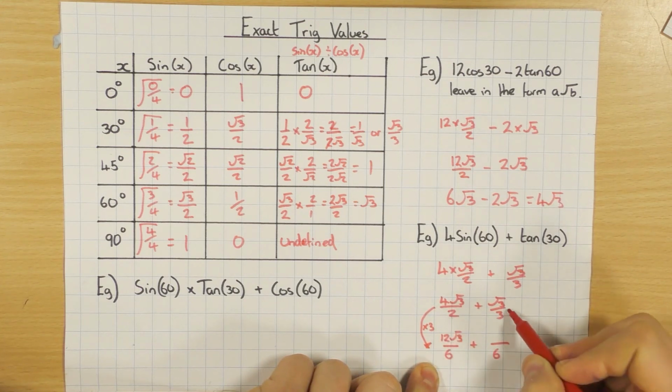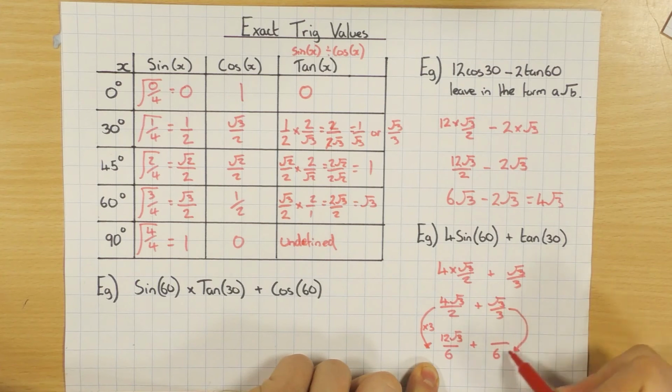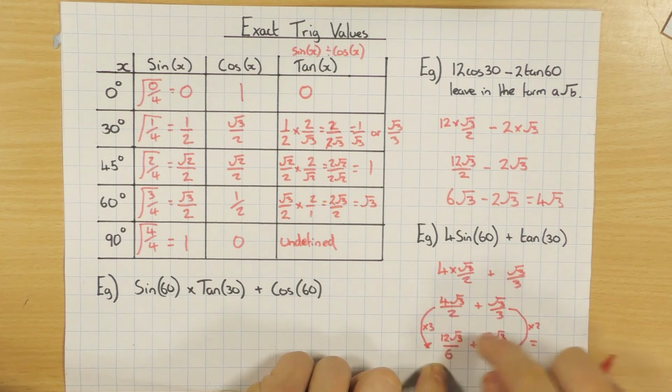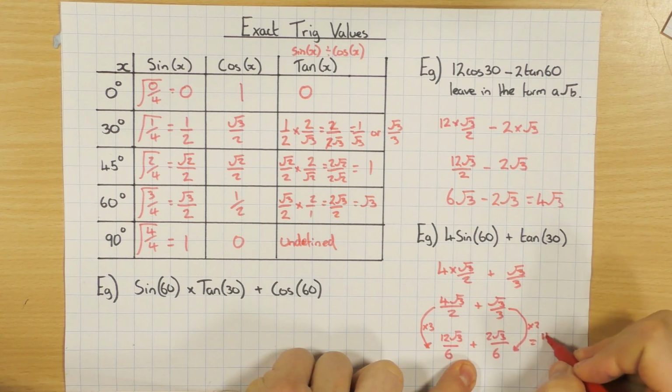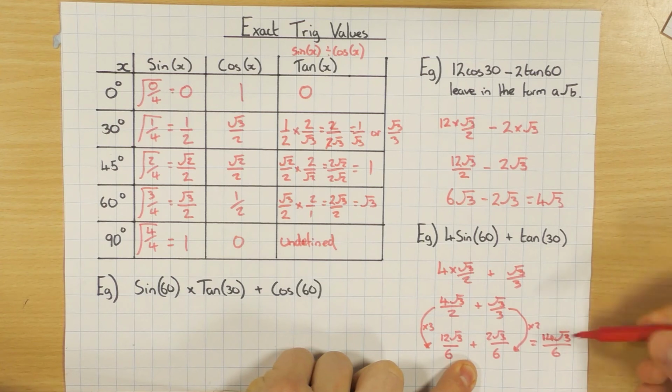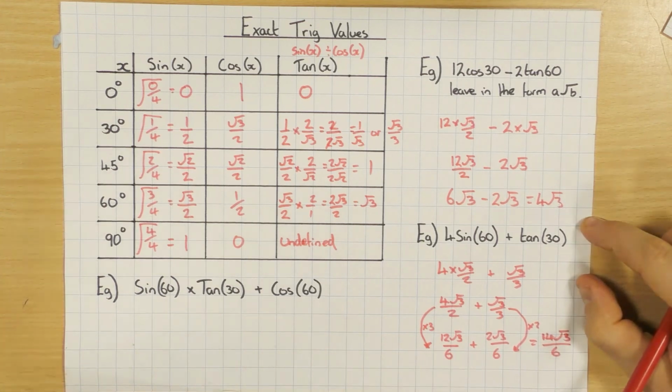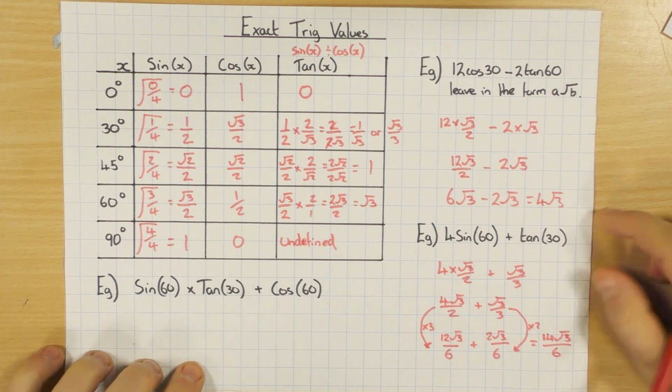And then what do I do to 3 to get to 6? I times it by 2, so I'm going to do the same thing here, 2 times root 3, 2 root 3. Now my denominators are the same, I can just add the numerators, so 12 root 3 plus 2 root 3, again, because they're both root 3, I can just add them to get 14 root 3 over 6. Now, you could have simplified that, but 14 divided by 6 isn't very nice, so I'm just going to leave it like that.